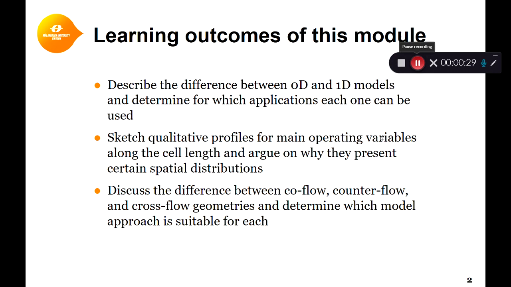You will be able to sketch qualitative profiles for the main operating variables along the cell length and argue on why they present certain special distributions. And finally, you will be able to discuss the difference between a co-flow, counterflow, and cross-flow geometry and determine which model approach is suitable for each.